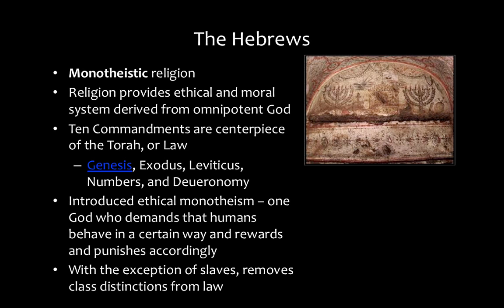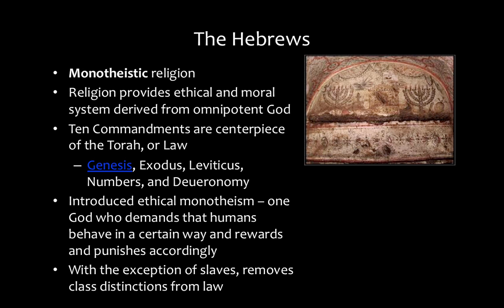So the religion here among the Hebrews provides an ethical and moral system that is given by this omnipotent God. This moral system ends up being put down in the 10 Commandments, and the 10 Commandments are the centerpiece of the Torah or the law. So in the Hebrews, we're talking about early Judaism here.